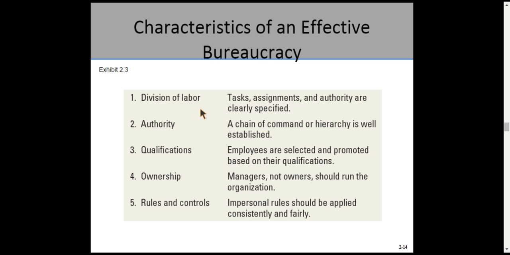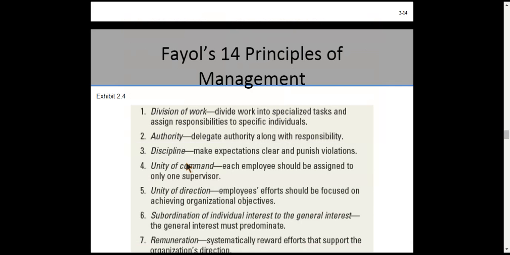Who does the labor, right? If you're a boss or you're a manager, do you have authority to tell your employees they're doing a good job, they're doing a bad job? Do you have the authority to make decisions?